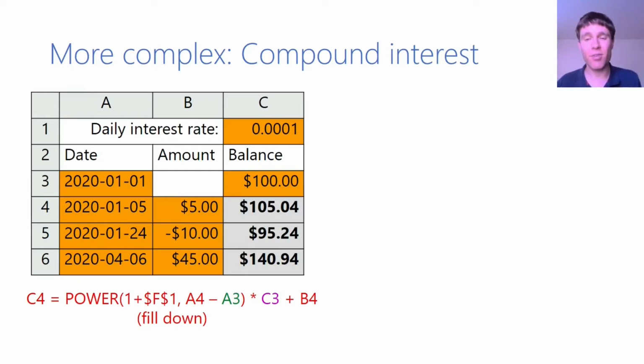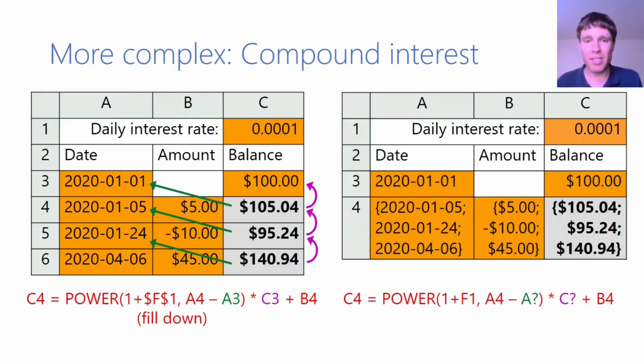Here's a sheet containing the transaction history for a bank account with interest compounded daily. To compute the balance after a transaction, first we apply the interest to the previous balance based on the number of days since the previous transaction. Then we add the amount of the current transaction.